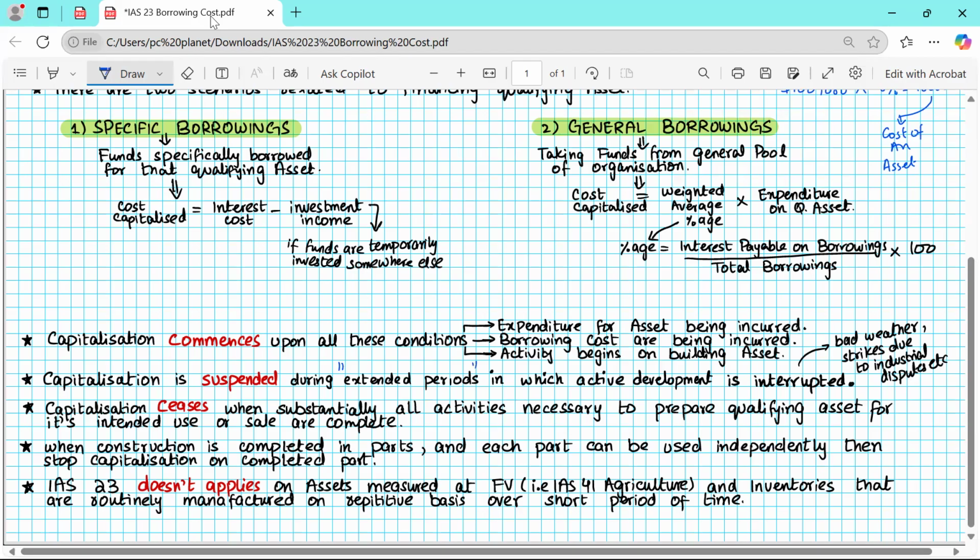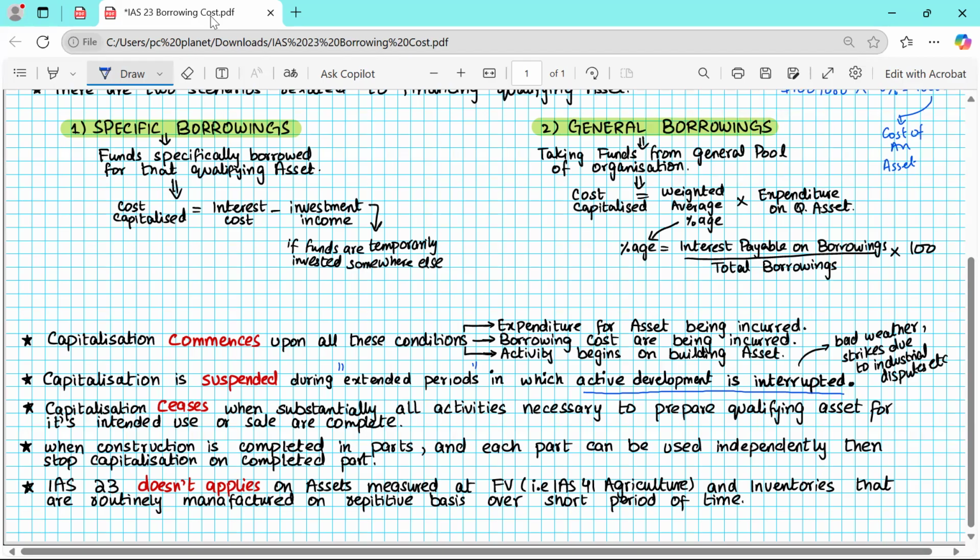Extended period means significant periods in which active development is interrupted, where the development of the qualifying asset is interrupted. Why? Because of reasons like bad weather or strikes due to industrial disputes. Let's say you started the capitalization at the start of the year, and in the middle of the year, because of severe weather issues, construction was stopped for 2 months. You are not going to capitalize the interest cost related to those 2 months in the cost of the asset. You are going to expense that out.